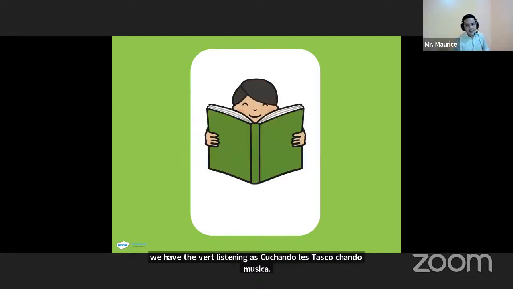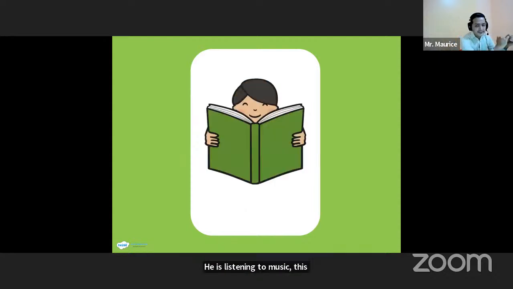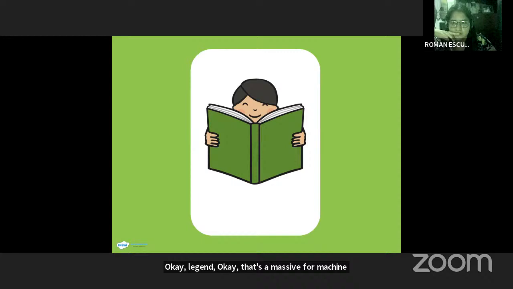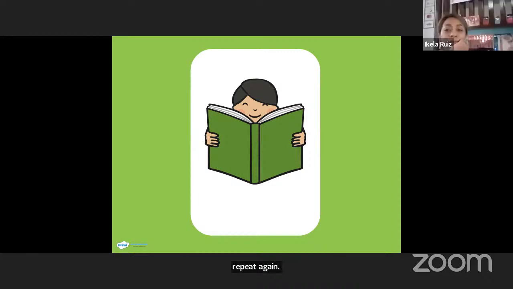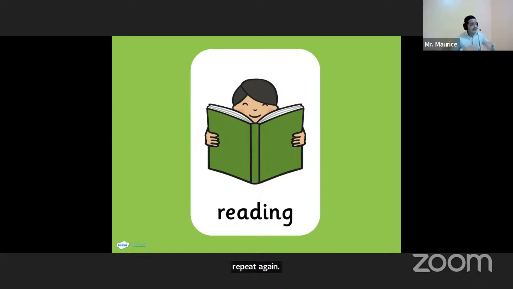This one. What's he doing? He is reading. Okay. Leyendo, ¿qué? Dame más información. A book. Yes. Repeat again. He is reading a book. Okay. That's correct. That's the verb read, reading. He's reading a book.